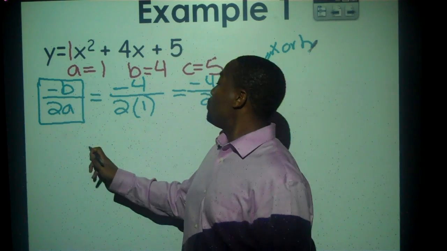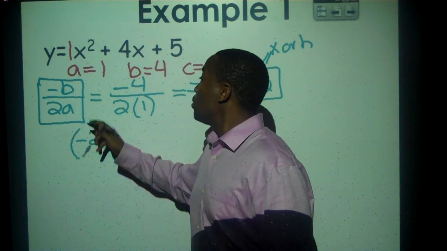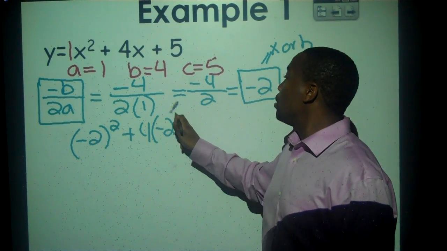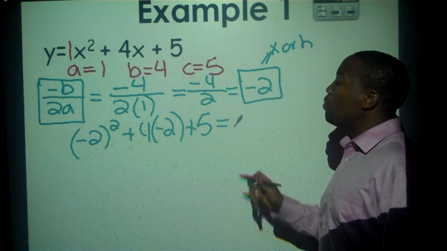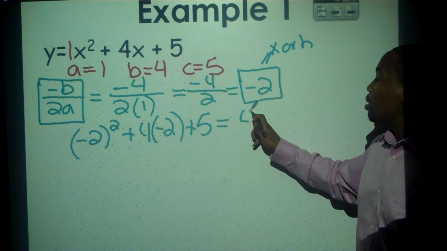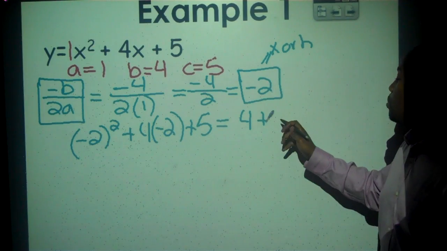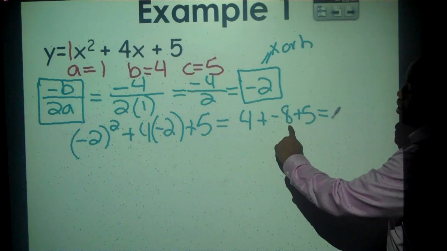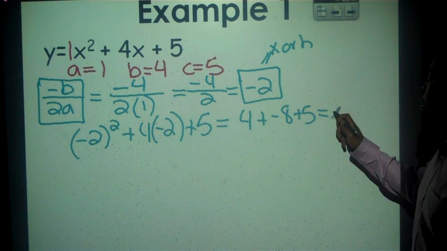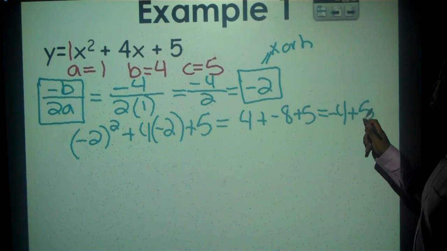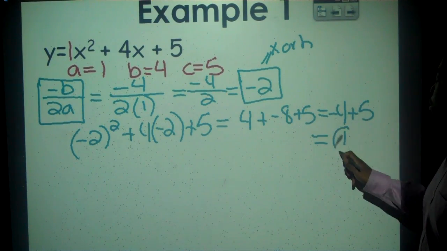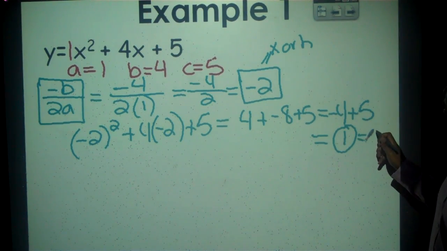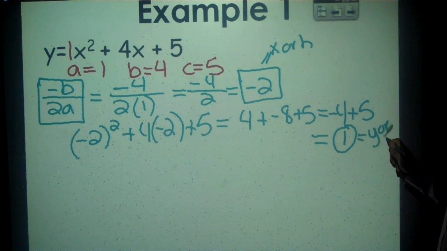So I got negative 2 squared plus 4 times that negative 2 plus 5. Now let's simplify. Negative 2 squared gives me 4. 4 times negative 2 gives me negative 8, plus the 5. Now 4 minus 8 gives me negative 4 plus 5, which equals a positive 1. So now what is this equal to? This is going to be my y or my k.